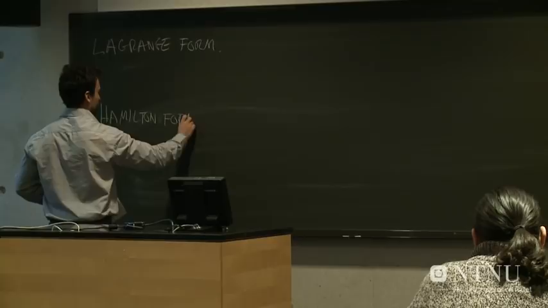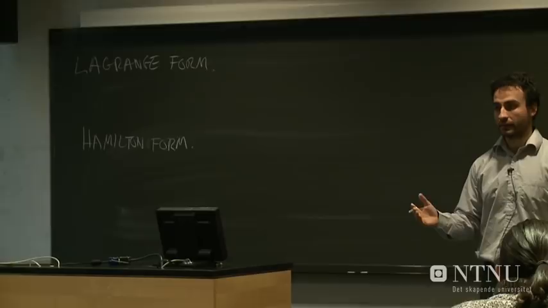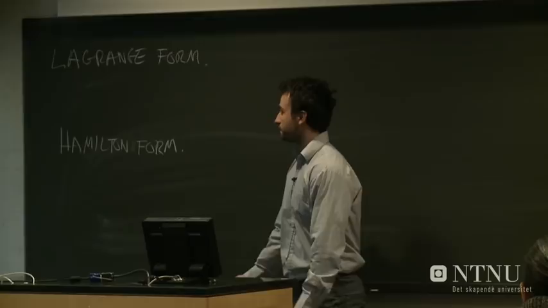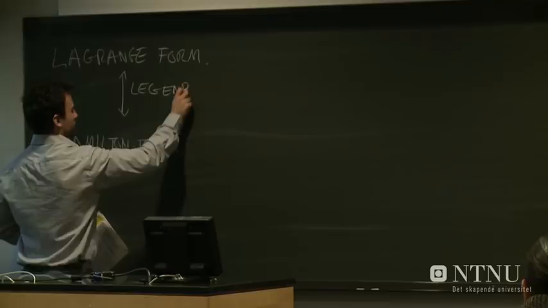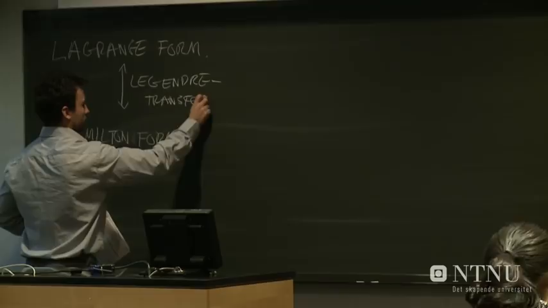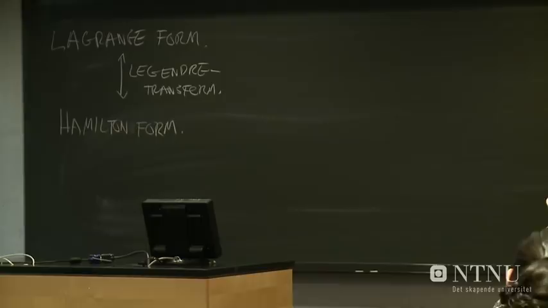We introduced what was known as the Hamilton formalism as an alternative but equivalent framework for analyzing mechanical problems as compared to the Lagrangian formalism. And the bridge between these two formalisms was the so-called Legendre transformation, which essentially consisted of a mathematical way to exchange coordinates.